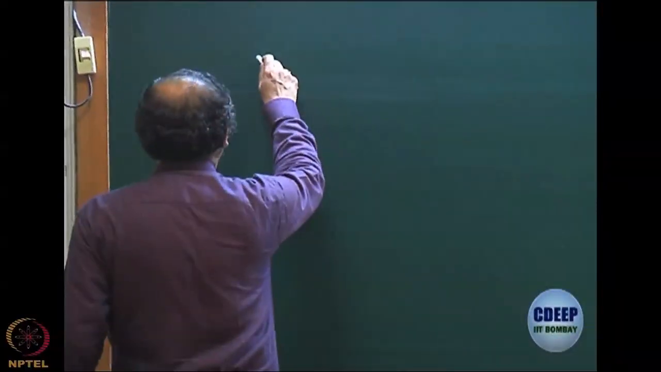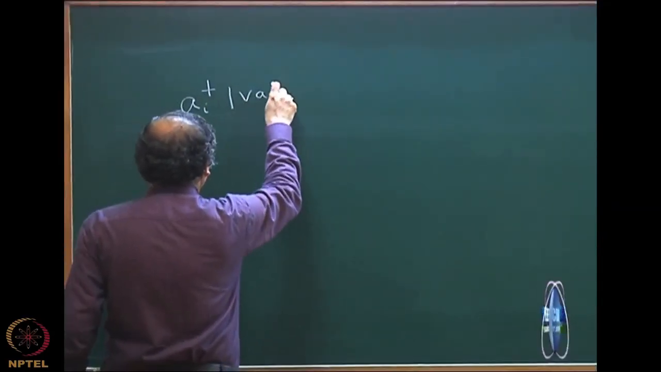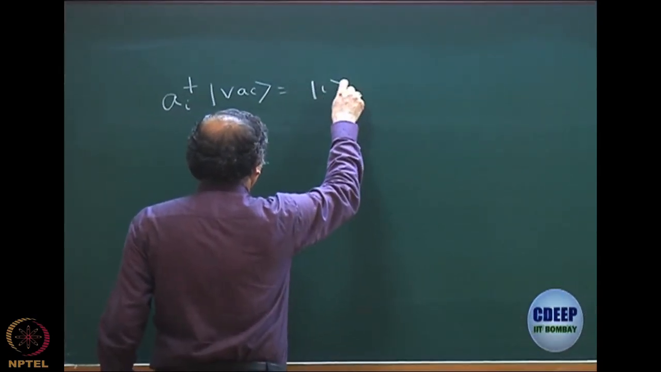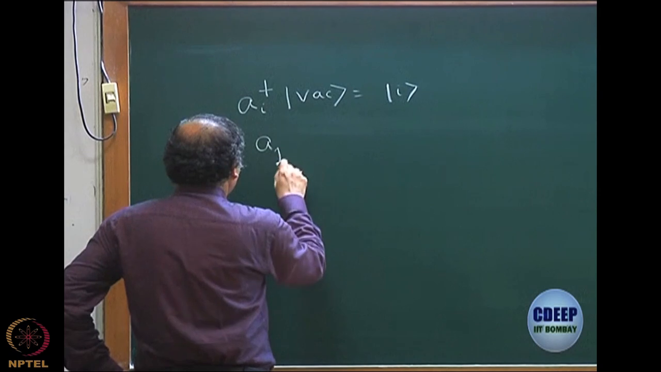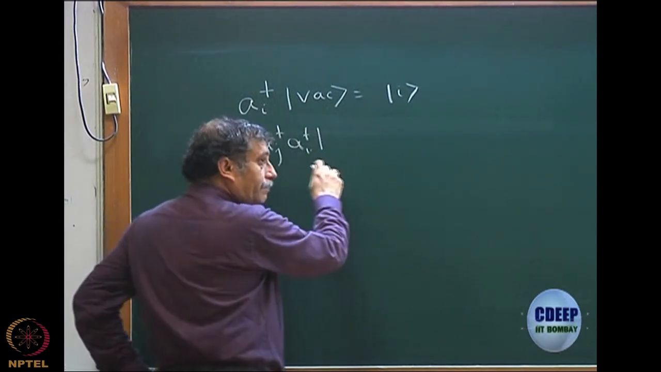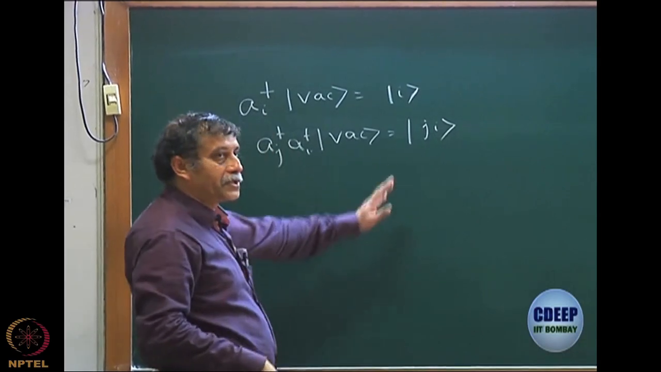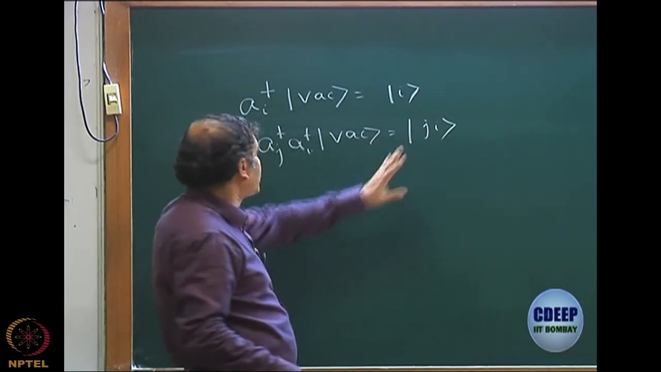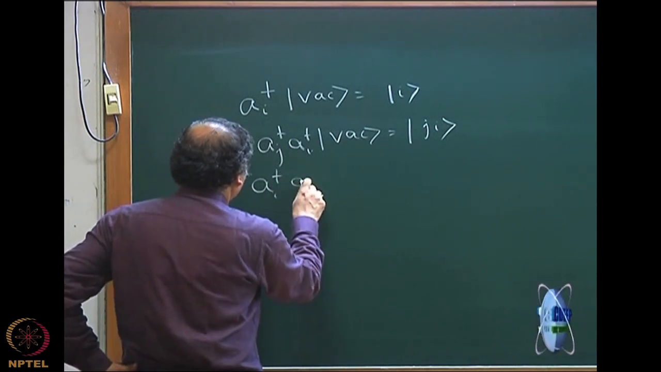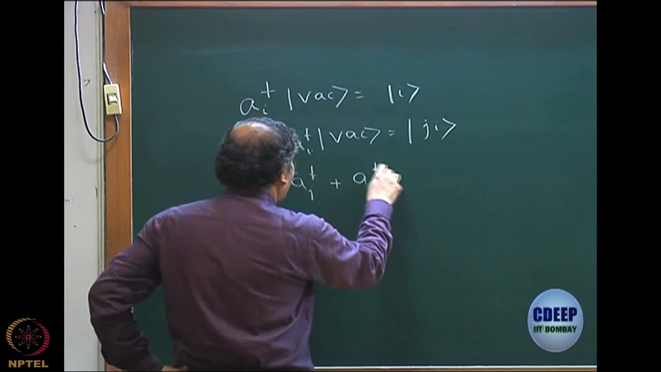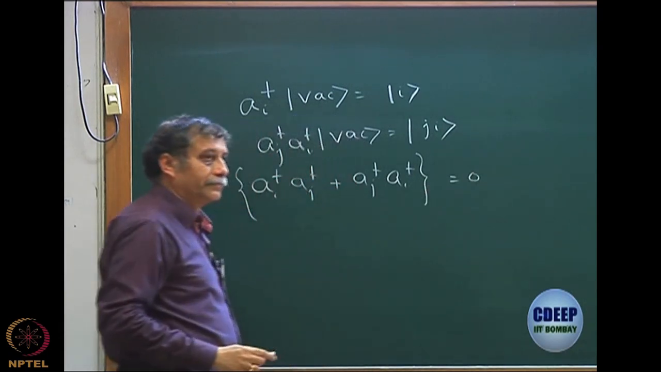So we introduced, let me go back and introduce the creation operator first. If it acts on a vacuum state, it gives you a state which has the ith spin orbital. And then if you add a j dagger on this, then you make a determinant which is ji, which means essentially it is a determinant, j is the first column. So, this is the rule of creating electrons. And then we found that ai dagger aj dagger plus aj dagger ai dagger is 0, the anti-commutator is 0.